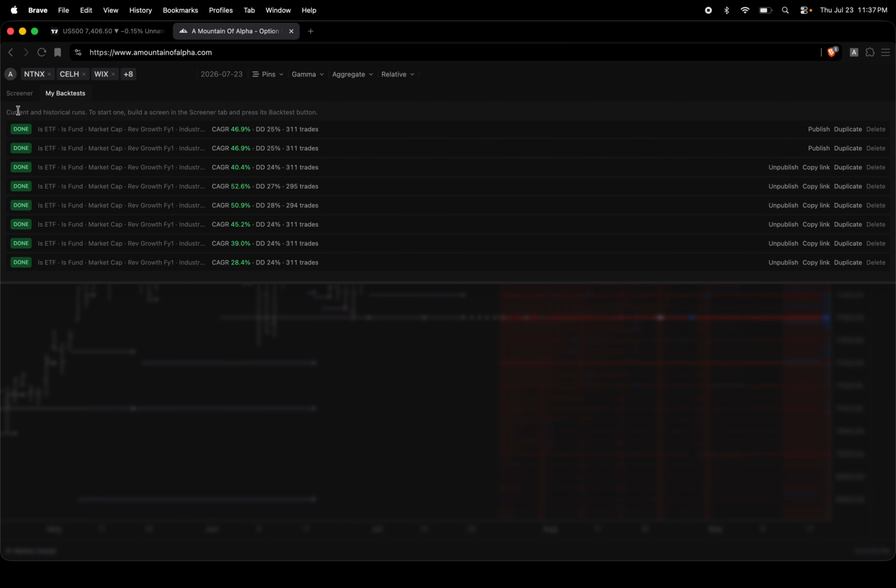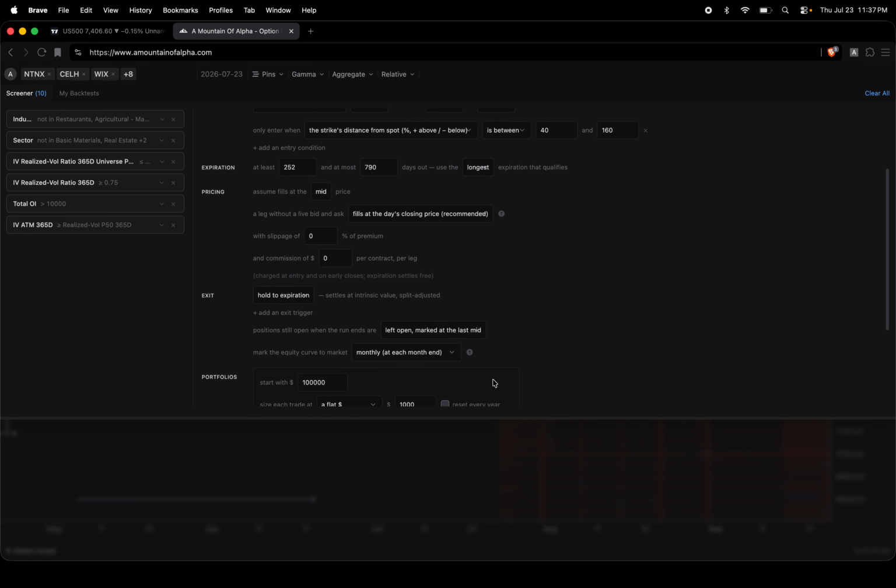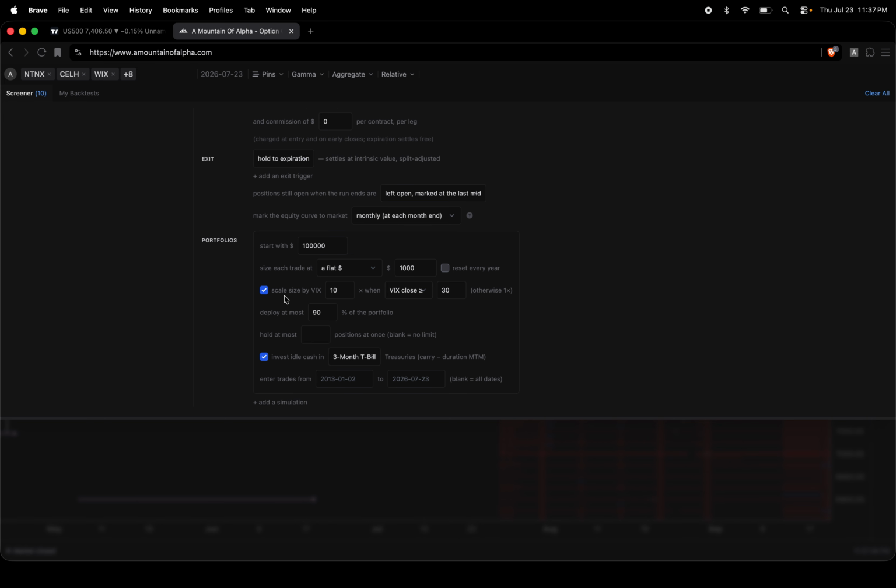implemented. Let me see, let me go to one of these. So, on the portfolio simulation, you can now gate the sizing of your trades based on VIX, the volatility index. So that's kind of cool. And you can also invest the cash in a treasury or a T bill. And the carry is obviously month to month or mark to market. I think that's what that means there. So that's kind of cool, right?